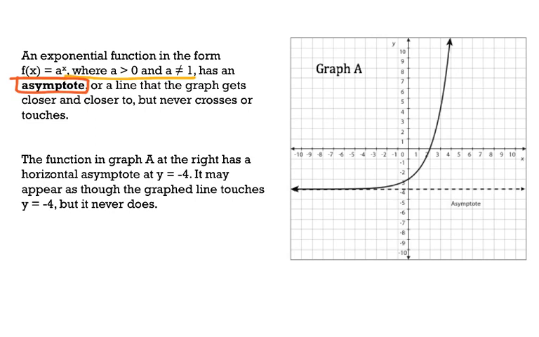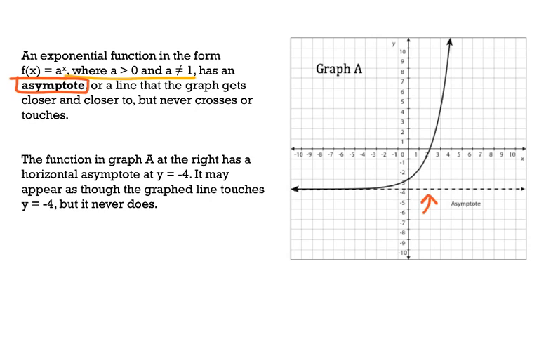The function in graph A, here to the right, has a horizontal asymptote at y equals negative 4. This dashed line right here is the horizontal asymptote at y equals negative 4. It may appear, looking at this graph, that the exponential touches y equals negative 4, but it never does. And so we can say distinctly that the range only goes down to negative 4 for this exponential function.